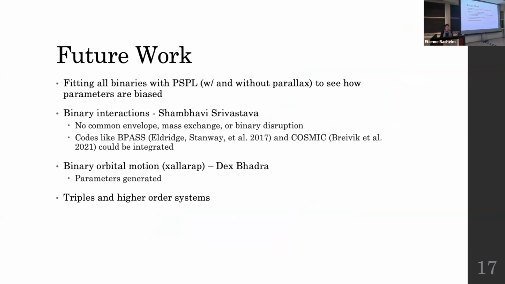So, what's next? Currently we've been fitting all the binaries with PSPL light curves, or with models, both with and without parallax. We want to see how the parameters are biased. If we've been fitting lots of binary events with PSPL light curves, how have we been getting things right or wrong about the parameters? We also want to include binary interactions.